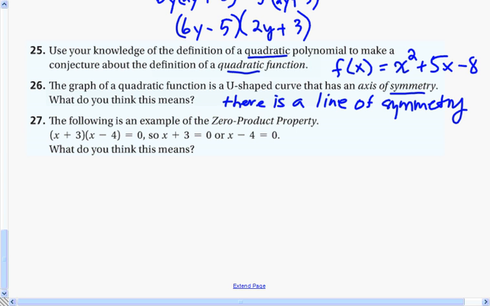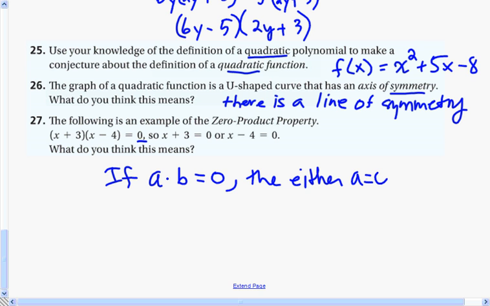Well, when you're multiplying, the only way you can get a product of 0 is if you're multiplying by 0. So basically, we can boil this property down to this. If you're multiplying two numbers and they equal 0, then either A equals 0 or B equals 0. If one of those isn't 0, then there's no way that the product can be 0. All right.